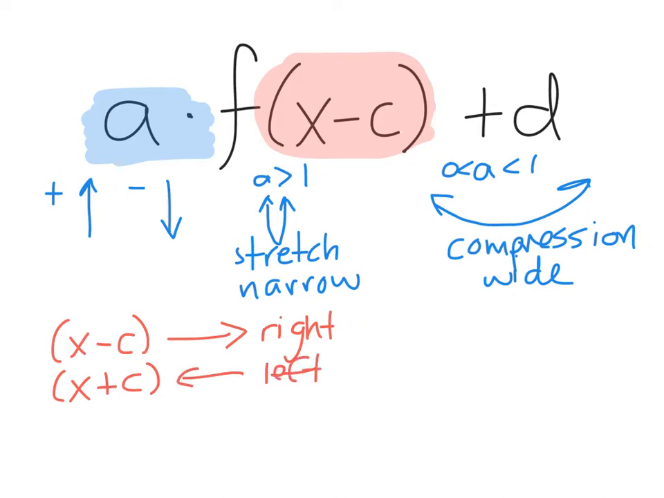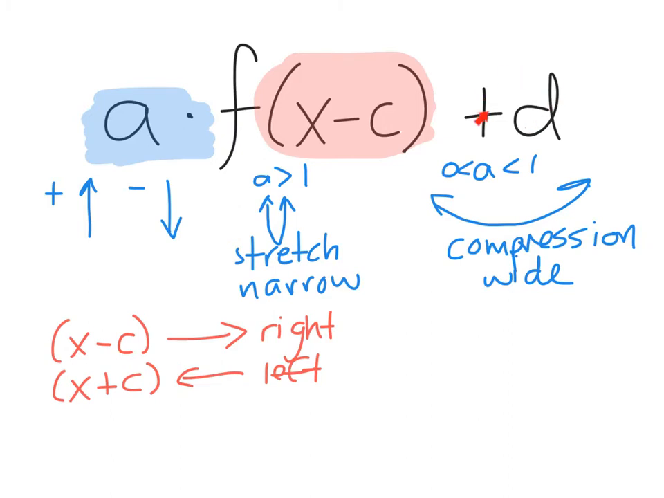So this function is going to shift to the left or to the right, depending on the sign of what's inside the parentheses. If it says x plus 5, it's going to move 5 to the left. If it says x minus 10, it's going to move 10 to the right. Always think opposite inside the parentheses.